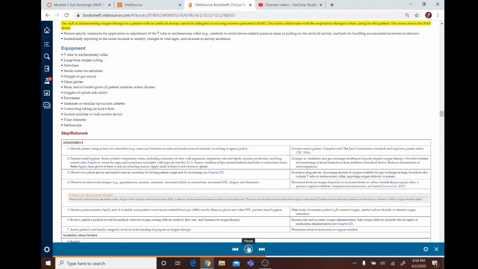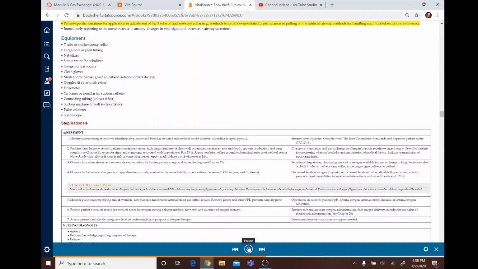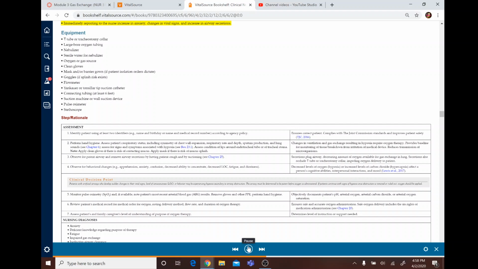Delegation and Collaboration. The skill of administering oxygen therapy to a patient with an artificial airway cannot be delegated to nursing assistive personnel (NAP). The nurse collaborates with the respiratory therapist when caring for this patient. The nurse directs the NAP about patient-specific variations for application or adjustment of the T-tube or tracheostomy collar, for example methods to avoid device-related pressure areas or pulling on the artificial airway, and methods for handling accumulated secretions in devices. The nurse also directs the NAP about immediately reporting to the nurse any increase in anxiety, changes in vital signs, and increase in airway secretions.